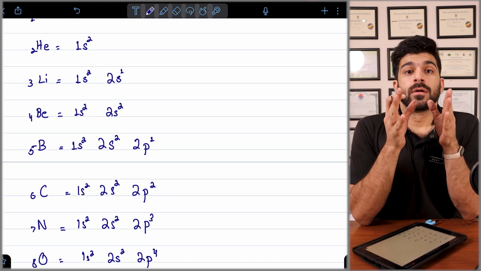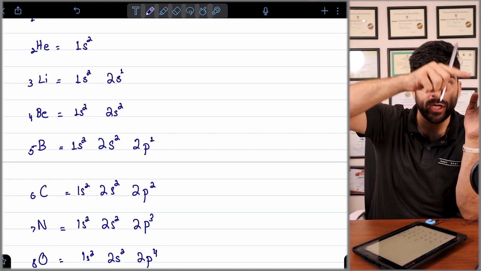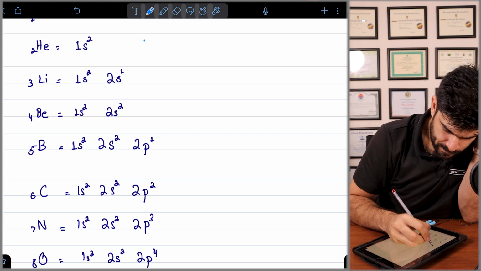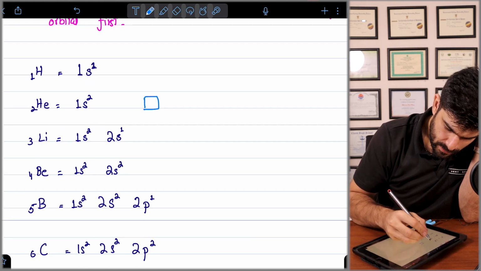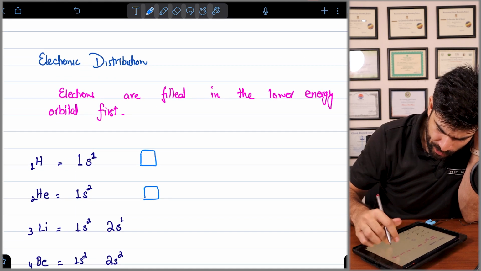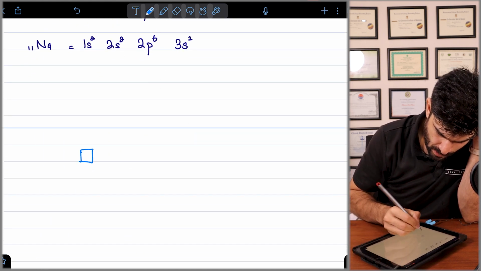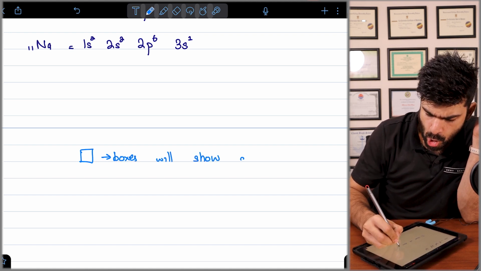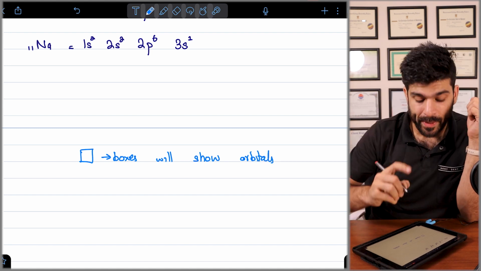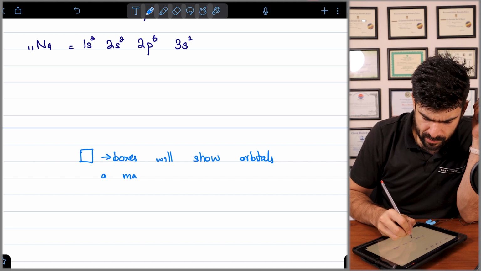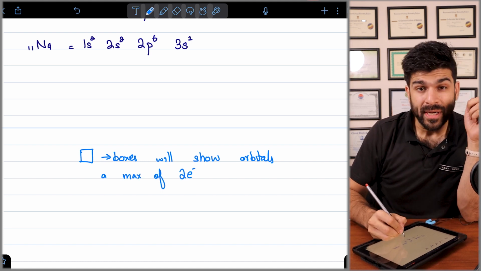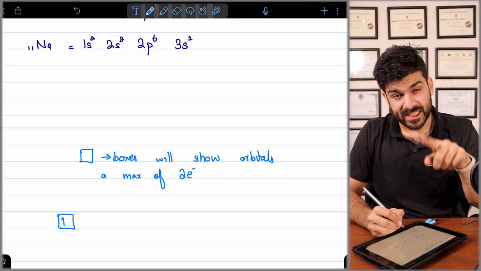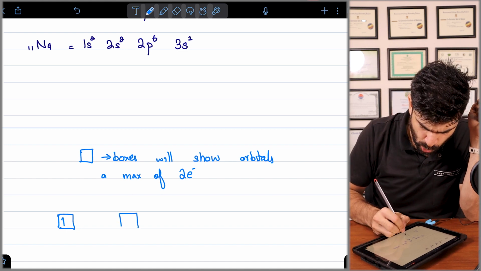But in O levels, you do the electronic configuration with the shells. Now we're going to make boxes. Let's write the rules first. Boxes will show orbitals. And since it's an orbital, a maximum of two electrons. But how do you show electrons? This is if we have only one electron. But what if we have two electrons?